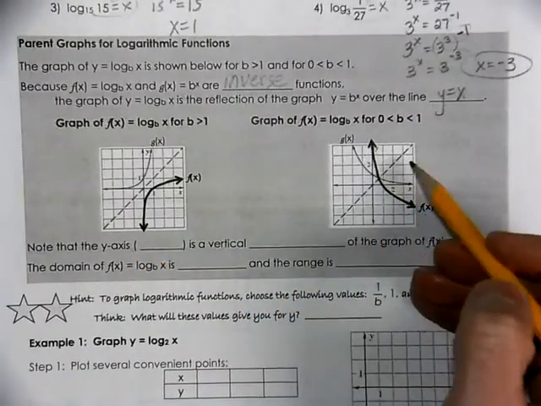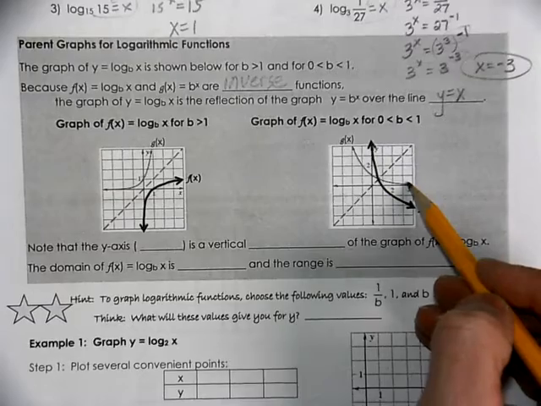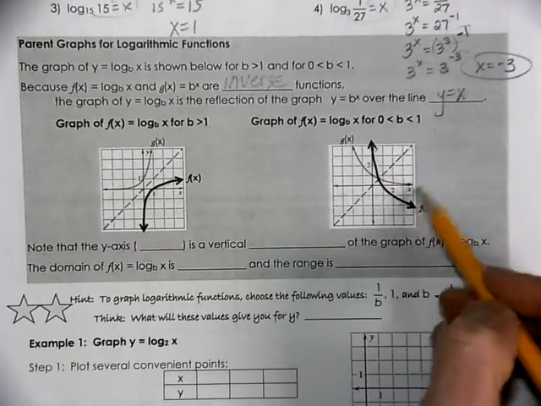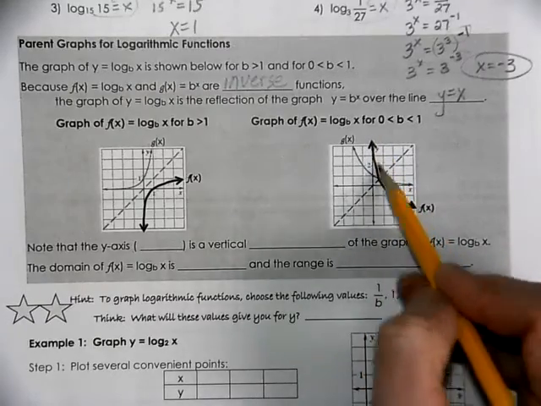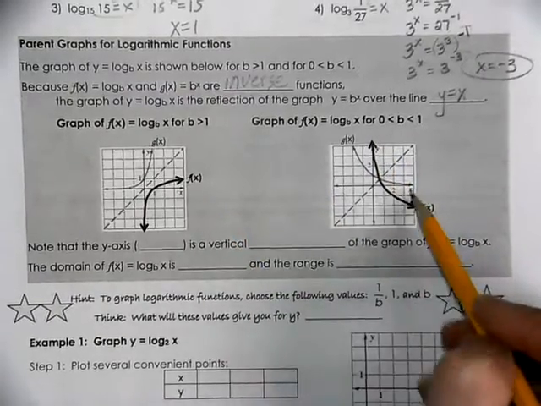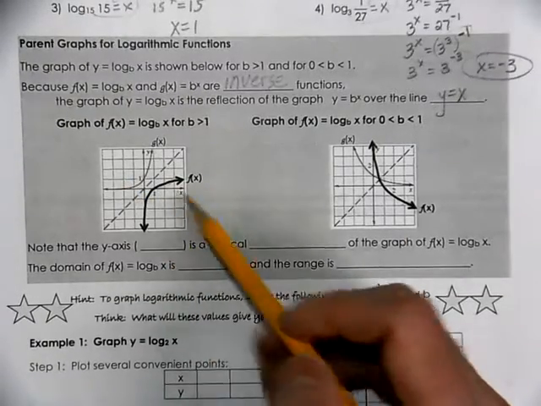The same idea is happening over here for the exponential decay. The logarithm, when b is a fraction, is going to be a little bit different looking than what it is when b is greater than 1.